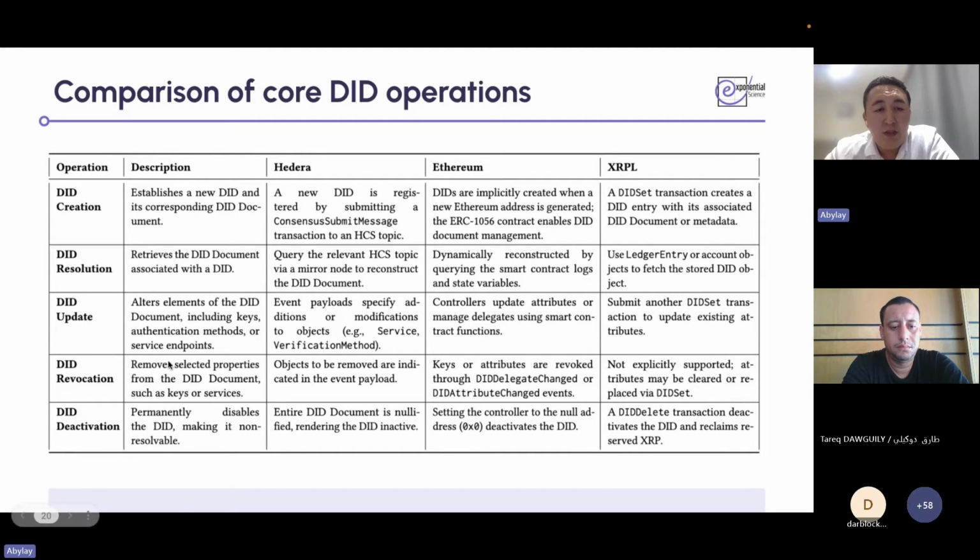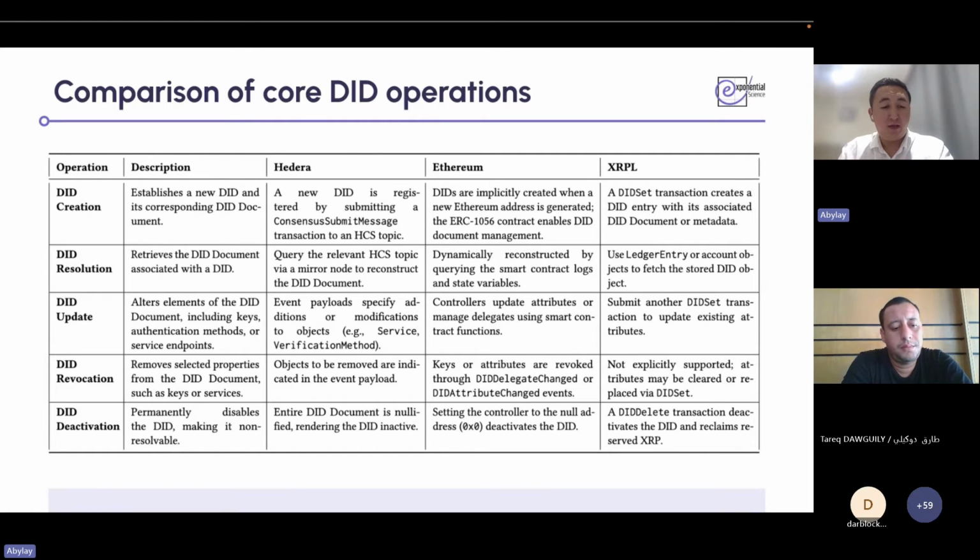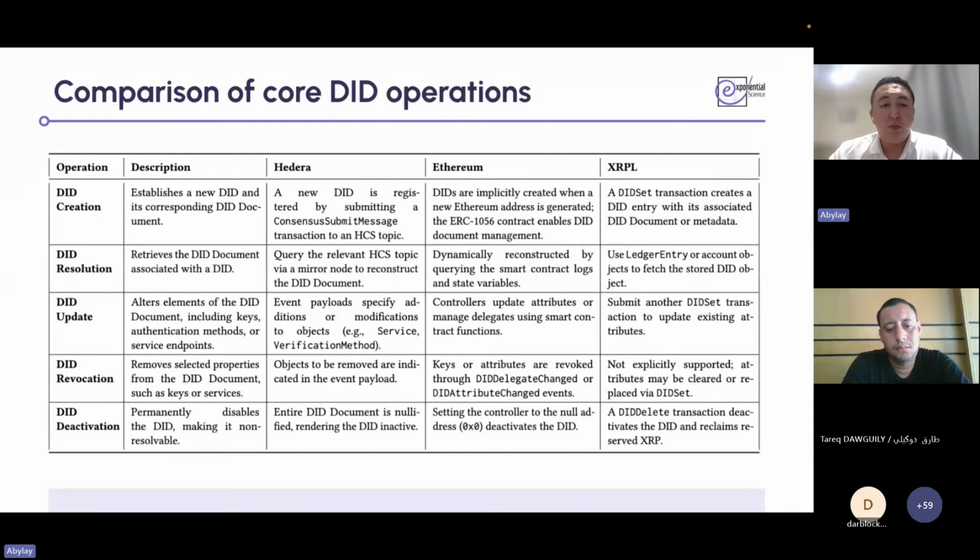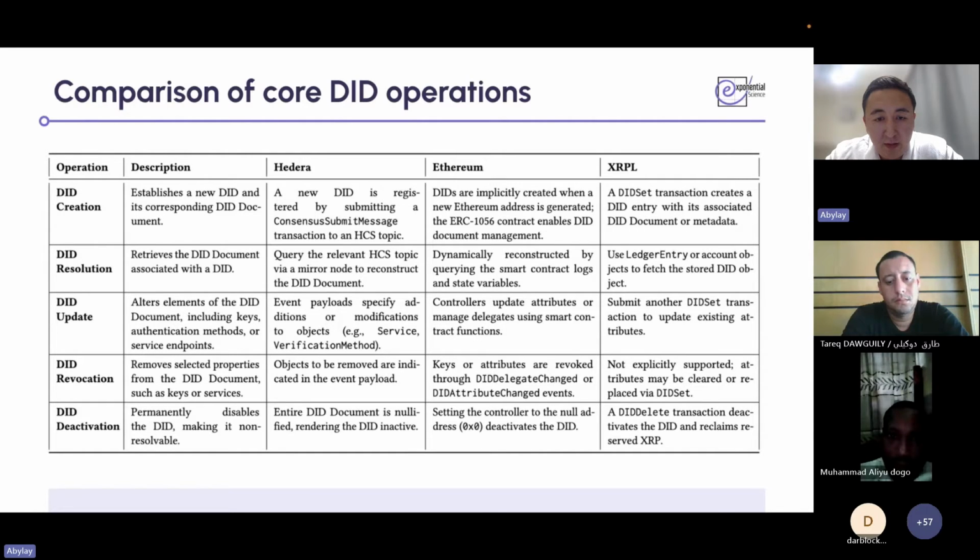One thing to mention here is about DID deactivation. You know that in blockchains you cannot delete anything. You cannot delete what you have already inserted, so it's immutable. So it's basically just deactivation, and we call it deactivate. For example, in Hedera, we send a new transaction, generating a new event, which nullifies and renders the DID inactive. So the API will return null or something, I think.